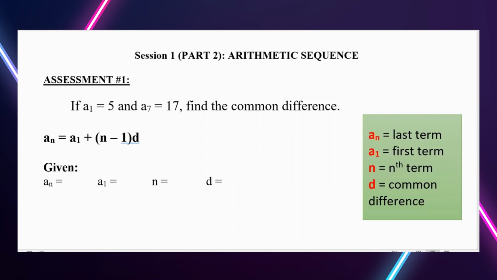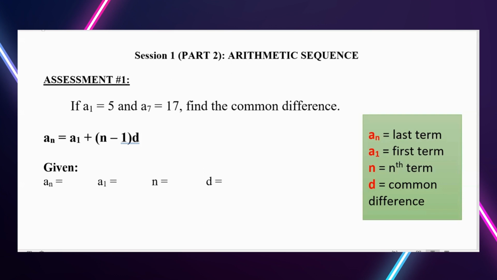The first problem is if a sub 1 is equal to 5 and a sub 7 is equal to 17, find the common difference. Using the formula of the arithmetic sequence, a sub n is equal to a sub 1 plus the quantity of n minus 1 times d, wherein a sub n is the last term, a sub 1 is the first term, n is the nth term of the sequence, and d is the common difference, we can obtain the common difference na hinahanap natin sa problem.